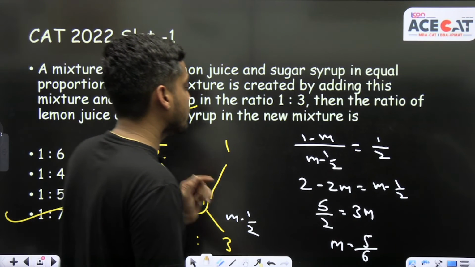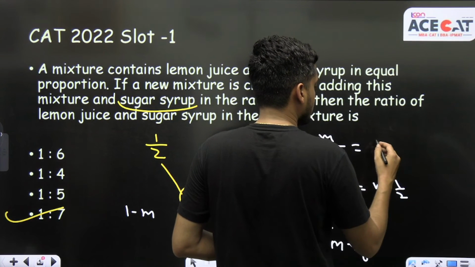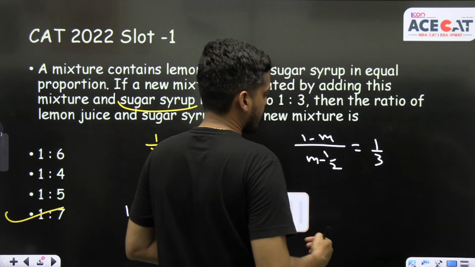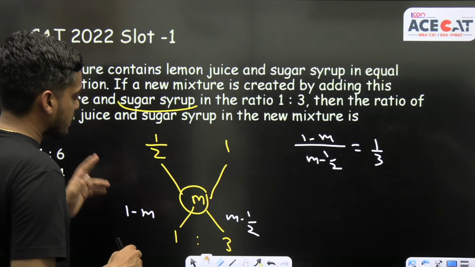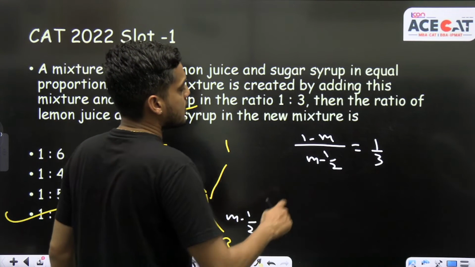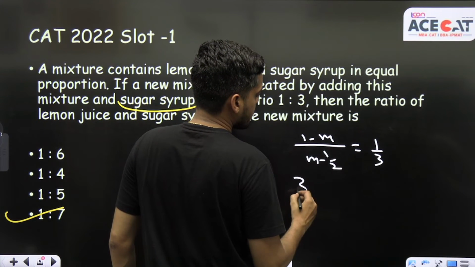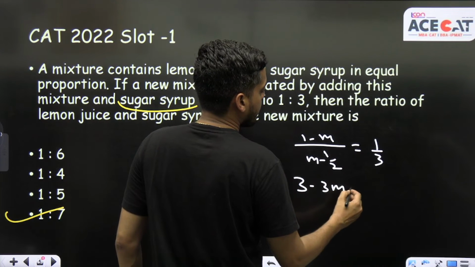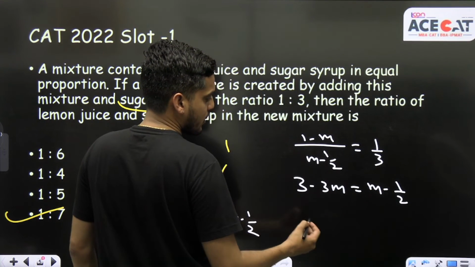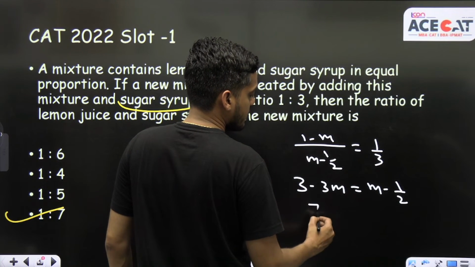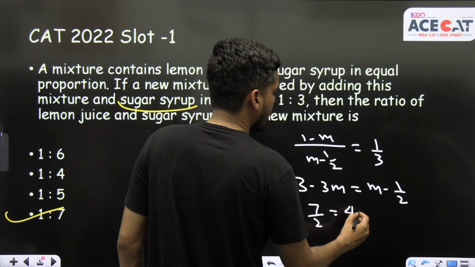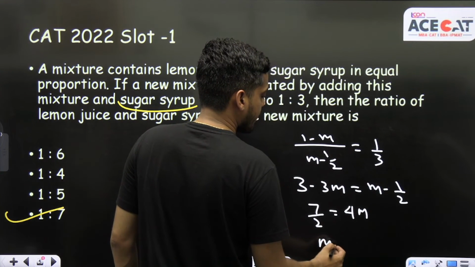No, it was not 1:2, right? It was 1:3, na? So we will take here 1:3. That is the mistake that I am doing, guys. So now that's all. Let's solve this. This ratio must be equal to 1:3, na? So let's put 1:3 here. So now solve this. 3 minus 3M must be equal to M minus 1 by 2. So ultimately it will be what, guys? 7 by 2 must be equal to 4M. So M must be equal to what, guys?